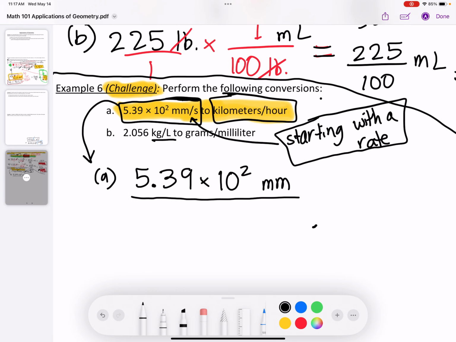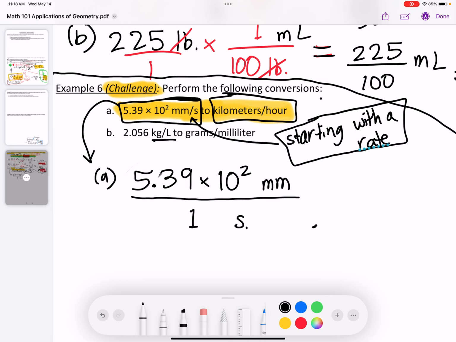It's not necessary to make it a fraction like we did in the previous section, where we're given a number and I have to put it over 1. Here it's already a fraction, because it's this many millimeters per 1 second. So that number we're starting with, 5.39 times 10 to the whatever millimeters per second, is already a fraction without us even knowing. Any rate is a fraction: the number over 1, millimeters over seconds.